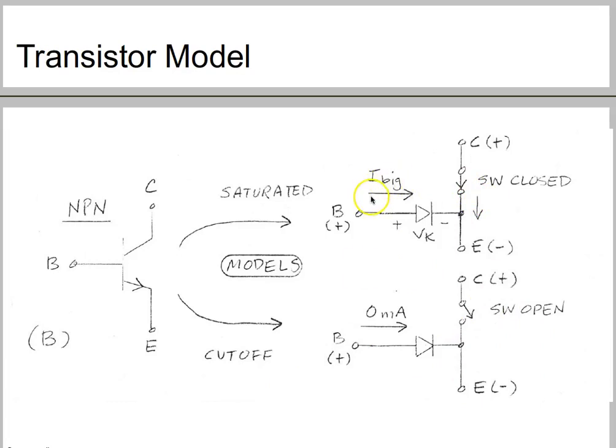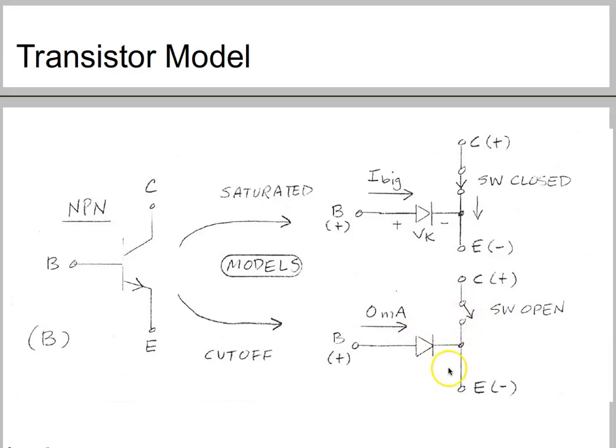So here you see this big current. We're going to talk about this big current later on in this lecture and what it is. For now, just understand that when you have some base current, this base current controls the transistor. When the base current is big, the switch is closed. And when the base current is 0 milliamps, what will happen? The switch will be open.